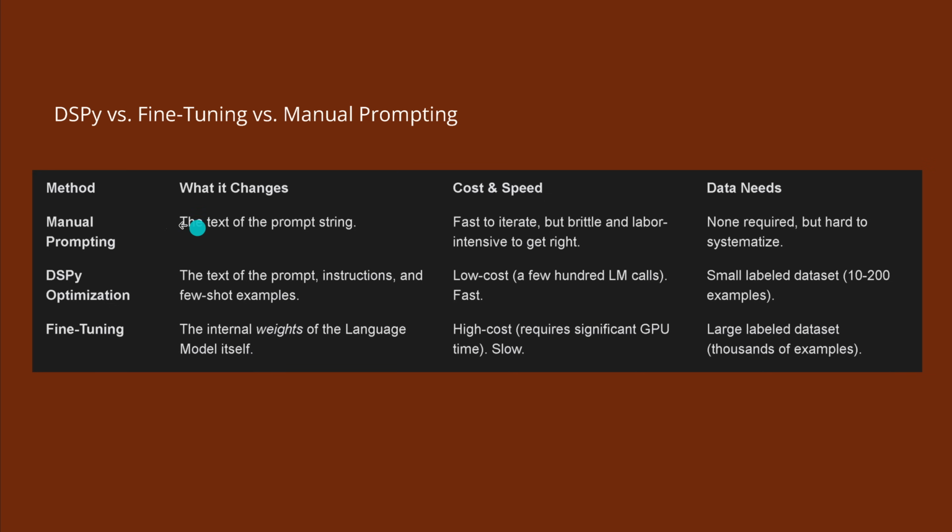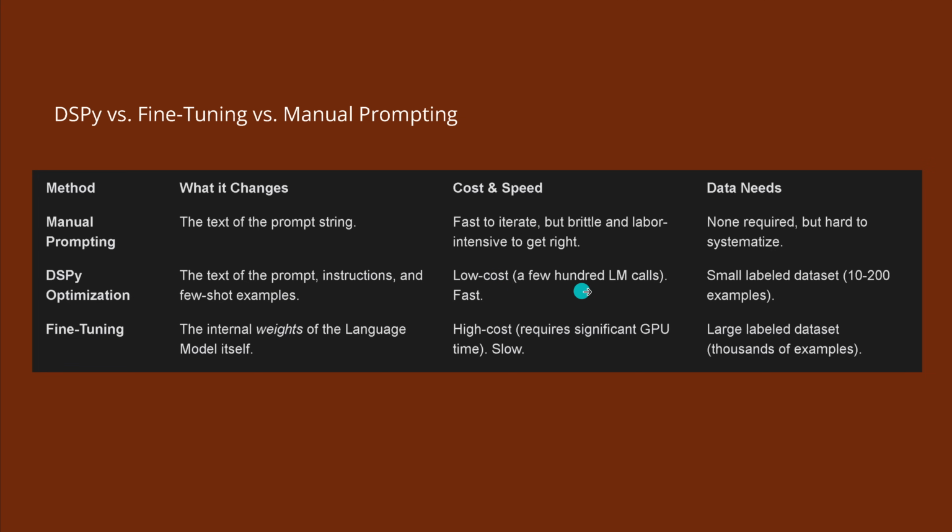Cost and speed for manual prompting by the human: fast to iterate, but brittle and labor-intensive to get right. Even if you're an expert, you have to try it out. Simple. Or you have the experience, the knowledge. No? DSPy optimization, it's low cost.